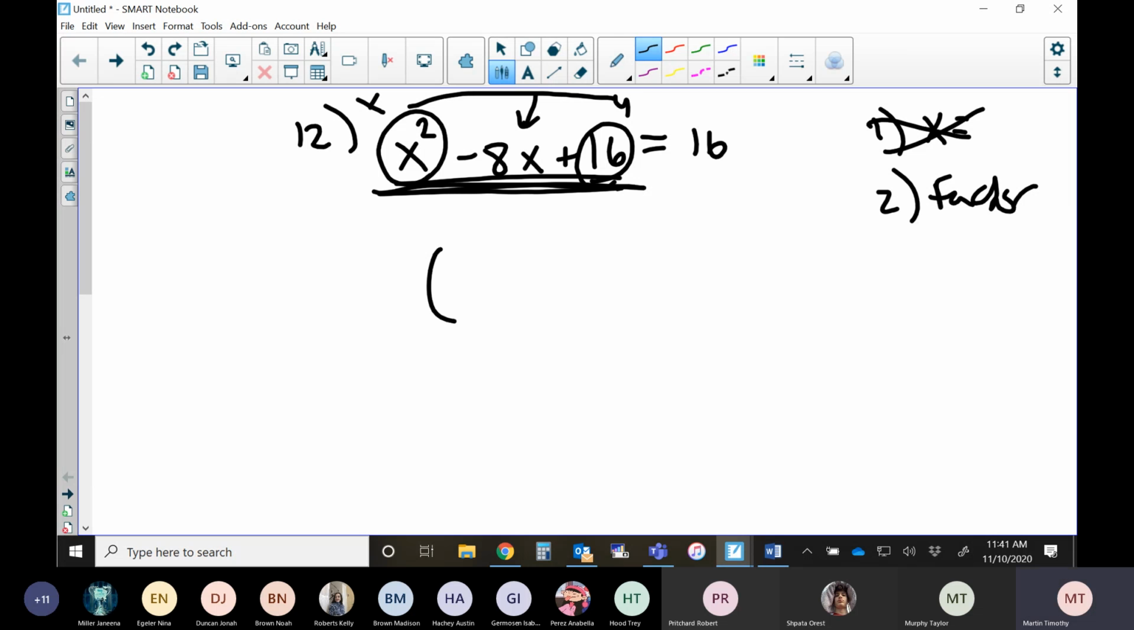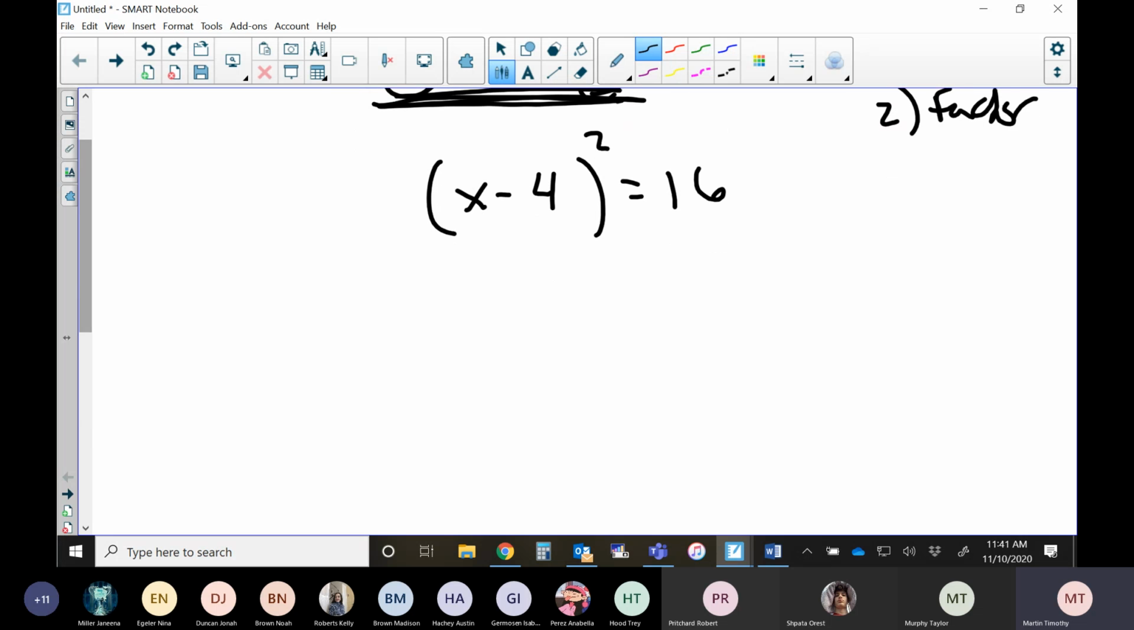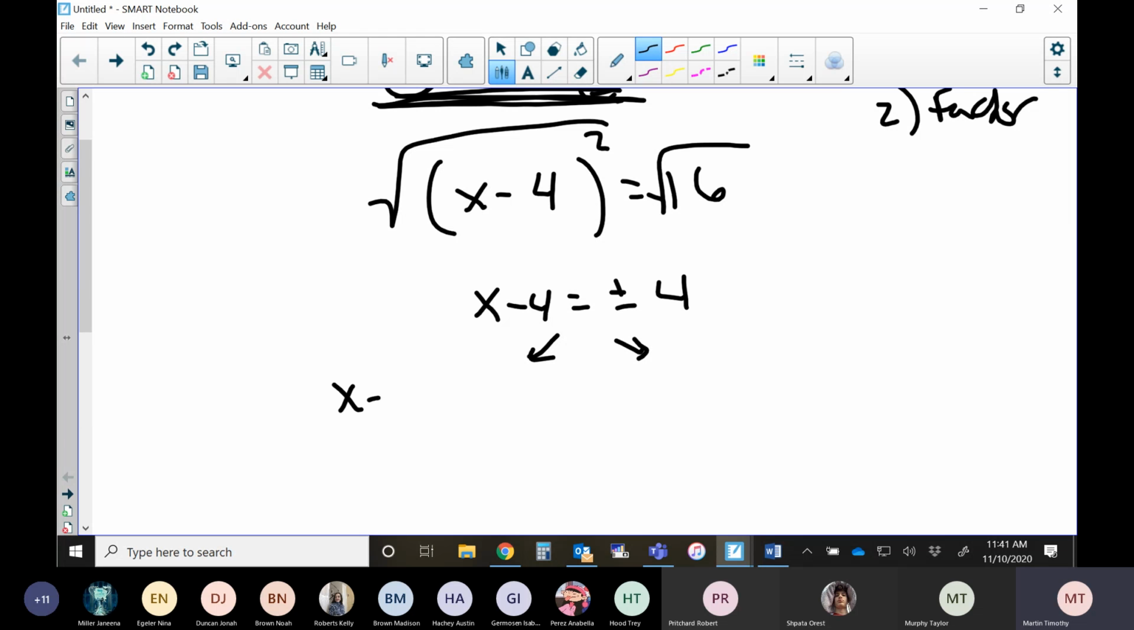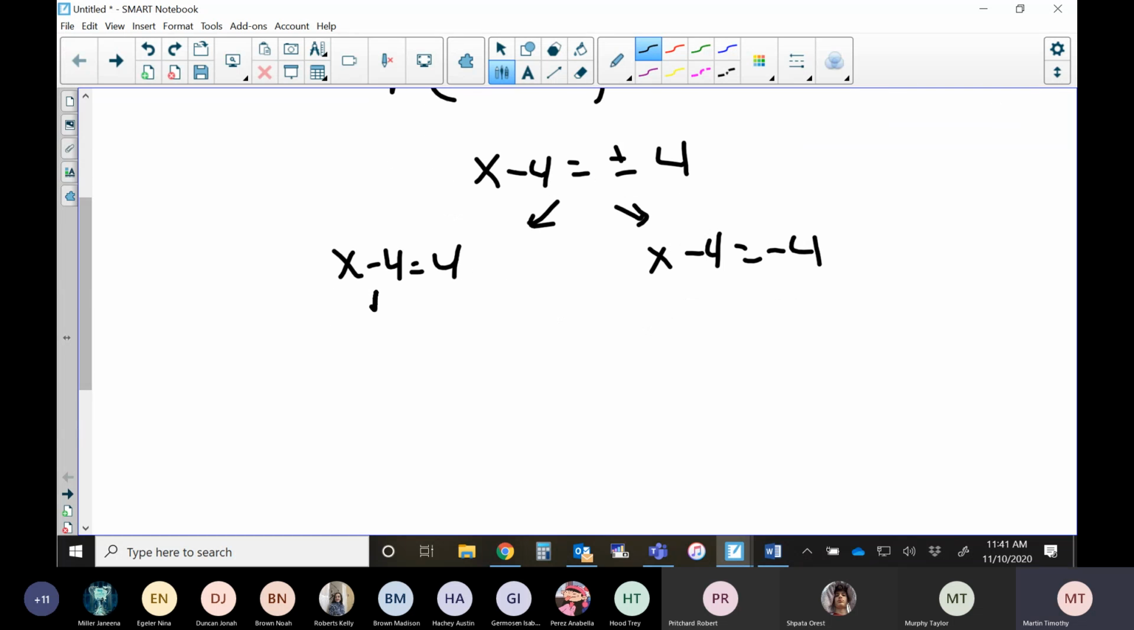So then I can rewrite this as (x minus 4) squared, the quantity squared, equals 16. And now it turns into the problem we had just been doing, where I take the square root. x minus 4 equals plus or minus 4. That really just means x minus 4 equals positive 4, and there's also x minus 4 equals negative 4. You solve both of those equations. You add 4, you get x equals 8 here. You add 4, you get x equals 0 here. And there's your 2 answers.